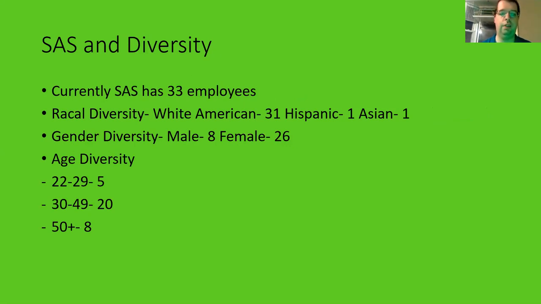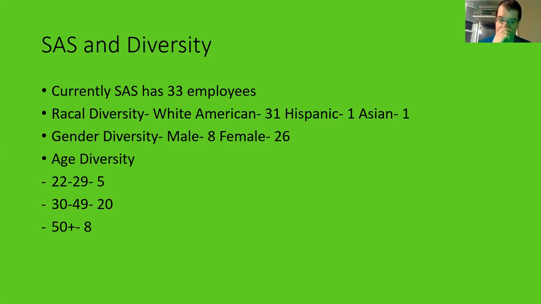These 33 employees represent 32 full-time workers and one part-time student worker. In terms of racial diversity, 31 of the 33 are white American, one is Hispanic, and one is Asian. In terms of gender diversity, not very gender diverse, but in the opposite way of which you typically think of gender diversity, with 8 male employees and 25 female employees.